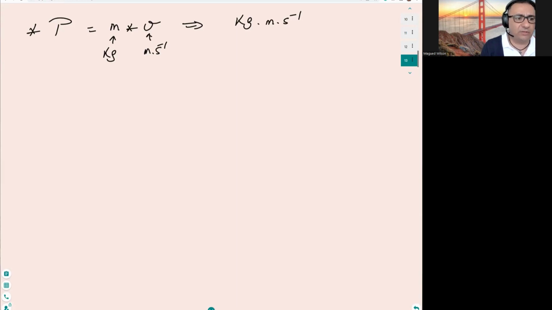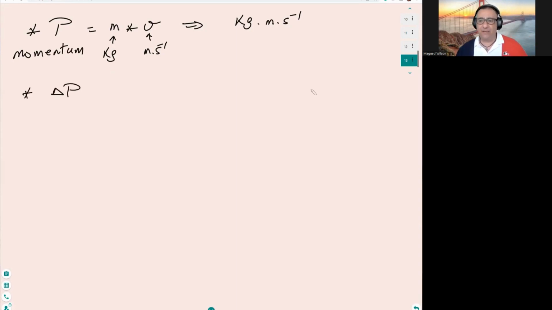Let me just write it down here just to make sure this is not power. This is momentum. And then, of course, delta P. Delta in physics means change. So if P is momentum, delta P is a change in momentum. Do you expect a different unit for change in momentum? No, that's what I thought. So it will also be kilogram meter second minus 1. But the change in momentum, we call it impulse.